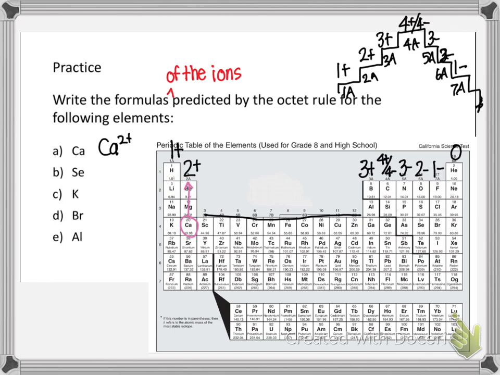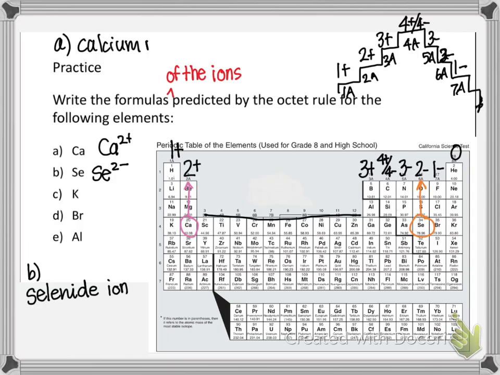Okay, then I go to Se. Se is over here. It's a 2 minus. So it's Se 2 negative. I'm going to write this name down: selenide ion. So it's a negative. I'll write calcium up here, just to practice the naming. We need to get the language down too. But it's a negative ion, so they changed the ending to IDE of selenium.